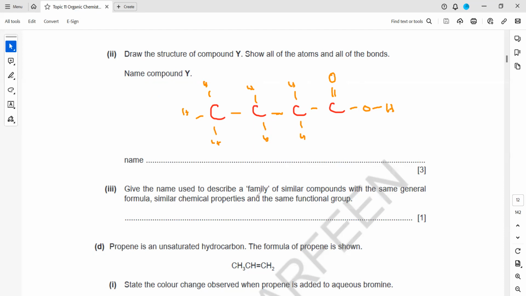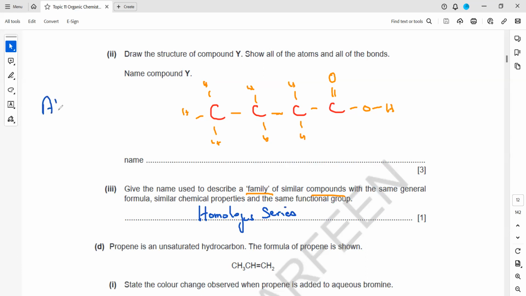Give the name used to describe a family of similar compounds with the same general formula and similar chemical properties. So what do we call it when we have similar chemical properties and they have the same functional group? That type of group is known as a homologous series. A homologous series is a name given to a family of compounds which have similar chemical properties and the same functional group.